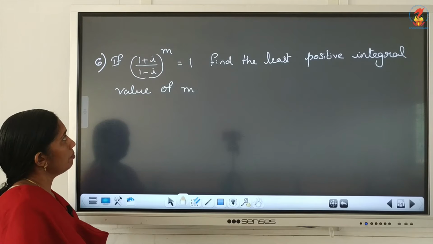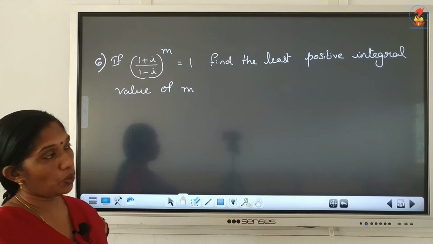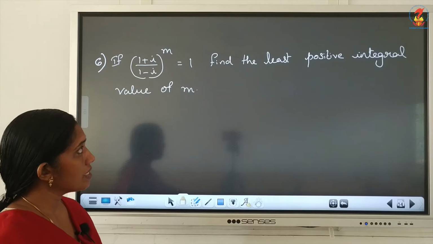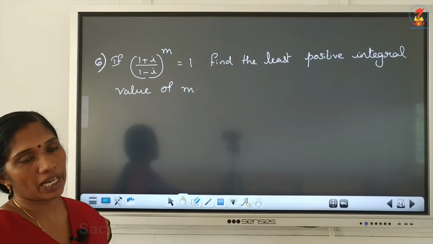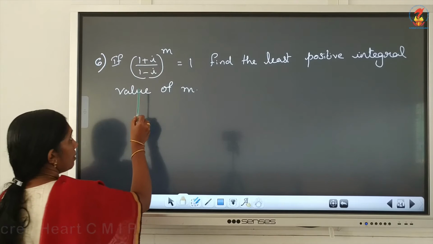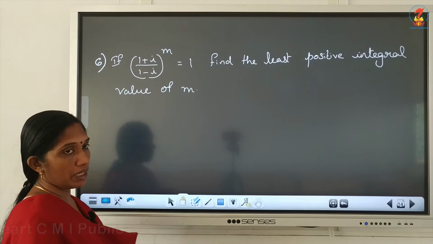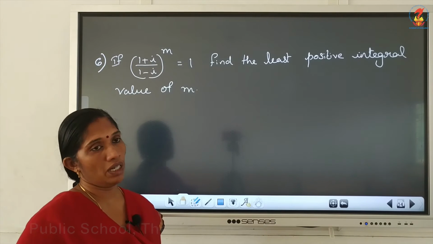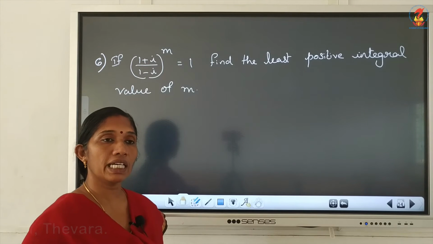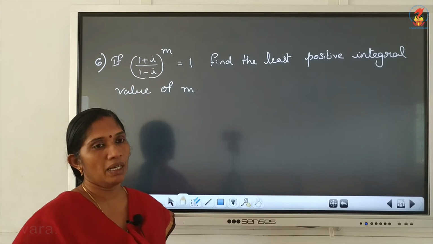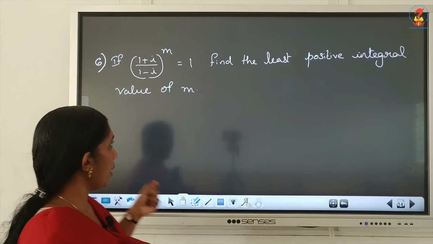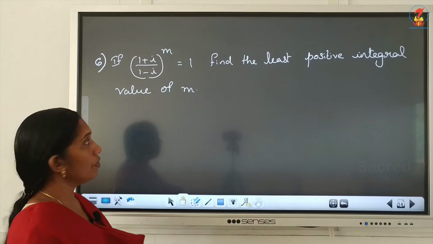If ((1 + i)/(1 − i))^m = 1, find the least positive integral value of m. This (1 + i)/(1 − i) is a complex number, and it is raised to m equal to 1. Integral value means integer, so what is the least positive integer value of m? That is what we have to find.